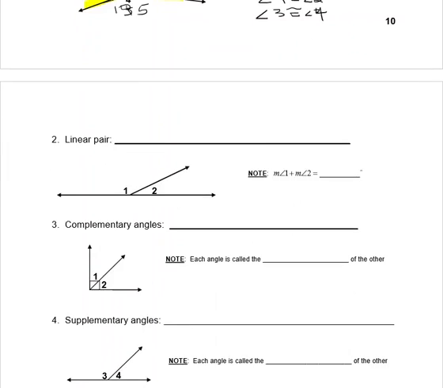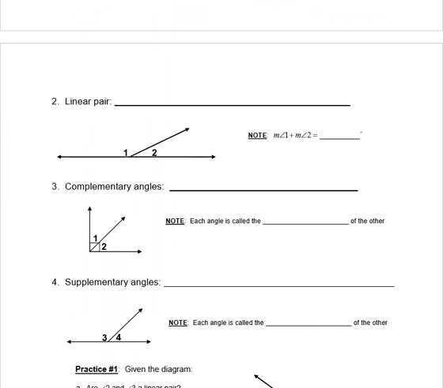Now, on this page, a linear pair. So a linear pair is going to be two angles whose sides are adjacent, or which are adjacent to each other, and add up to 180 degrees. So for example, here's angle 1.